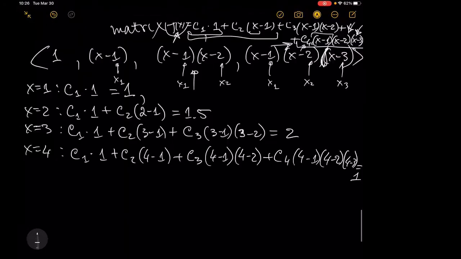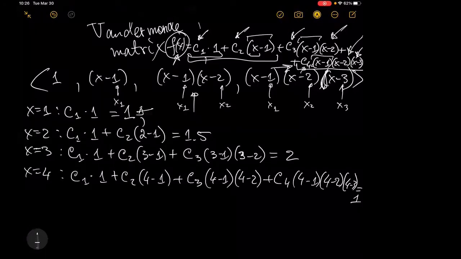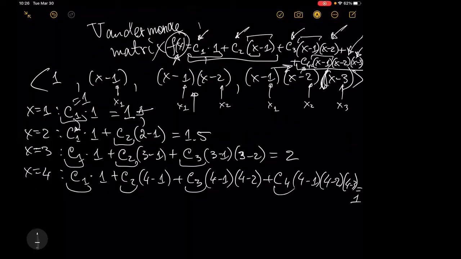Okay. But from here you can immediately see, first of all, that this is a lower triangular matrix. So from here you can immediately find that C1 is equal to 1. You can substitute it here. So you're just performing forward substitution. You substitute it here, and you can immediately find C2. Now you know C1 and C2, you can immediately find C3. And knowing C1, C2, and C3, you can immediately find C4.